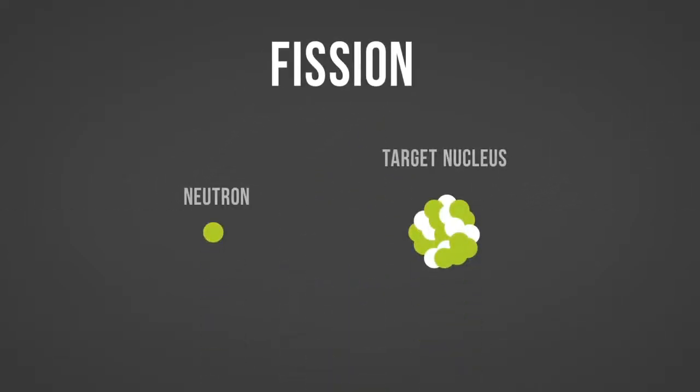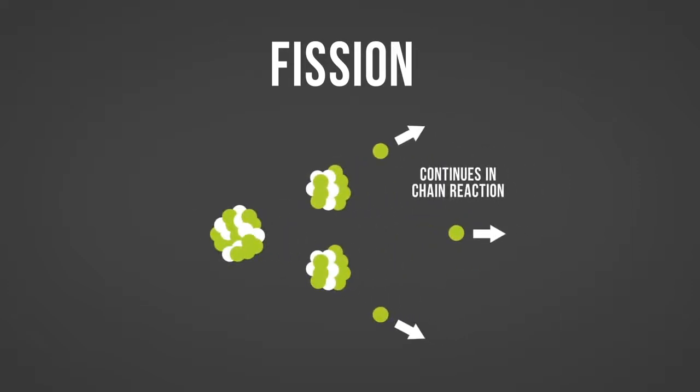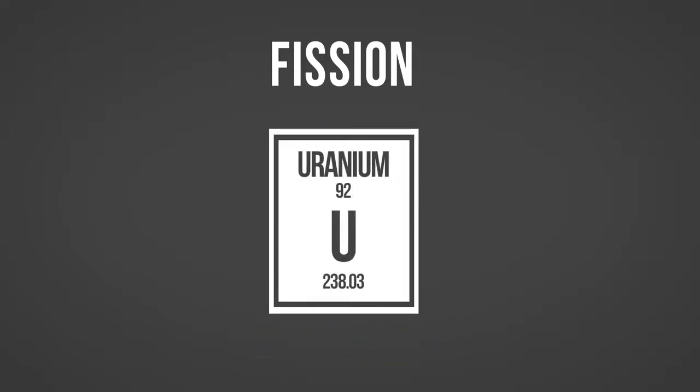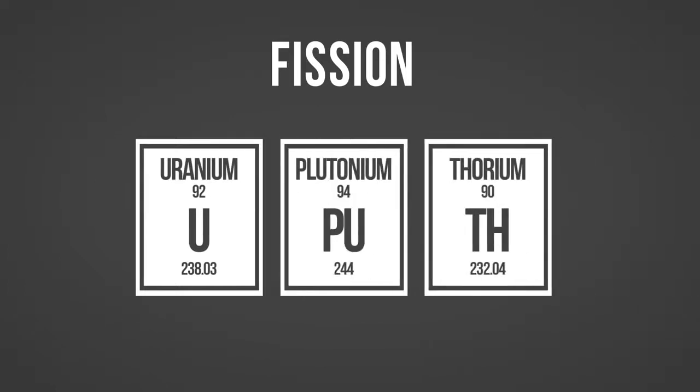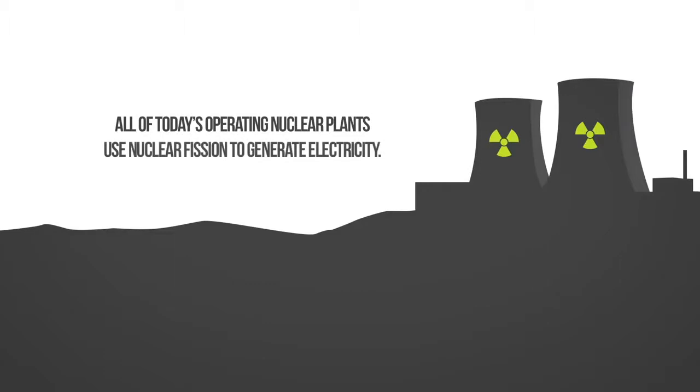Nuclear fission produces energy through the splitting of atoms, which releases heat energy that can be harnessed to produce electricity. The fuel most commonly used for nuclear fission is uranium. However, other elements such as plutonium and thorium can also be used. All of today's operating nuclear plants use nuclear fission to generate electricity.